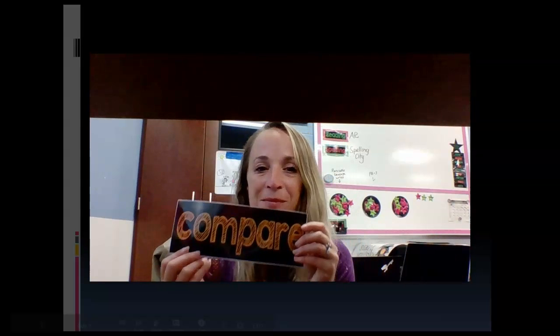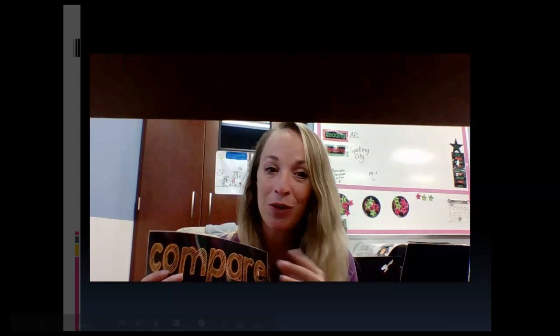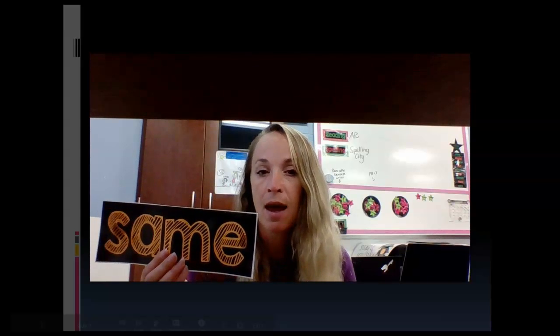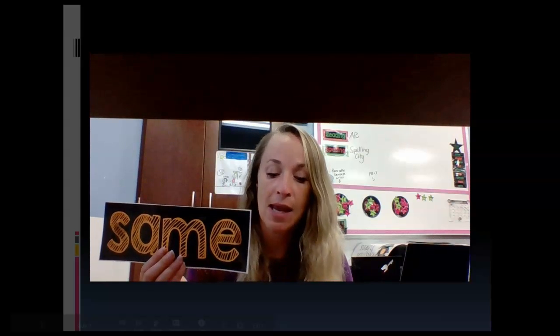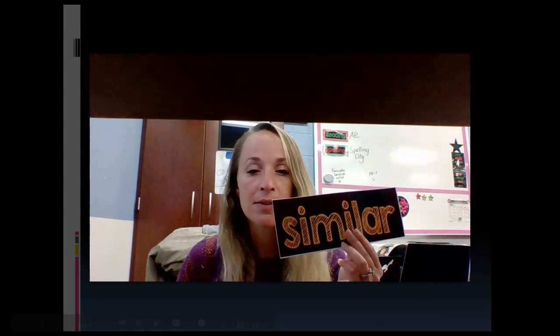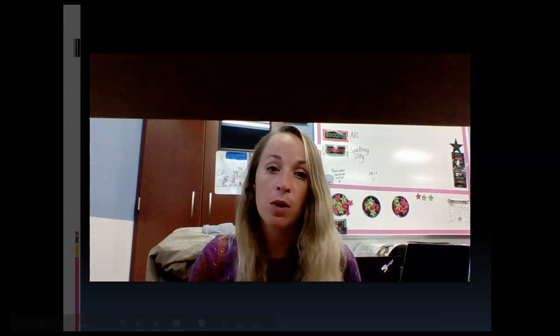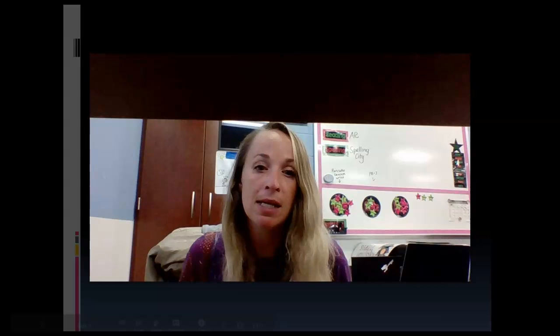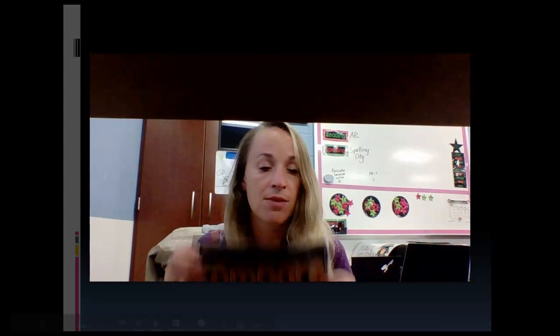Well, what does compare mean? If contrast means how they're different, the word compare means the opposite. The word compare means how are they the same? What things about them makes them the same? Another word for same is similar, or another word would be similarity. All of those words mean compare. How are they the same?